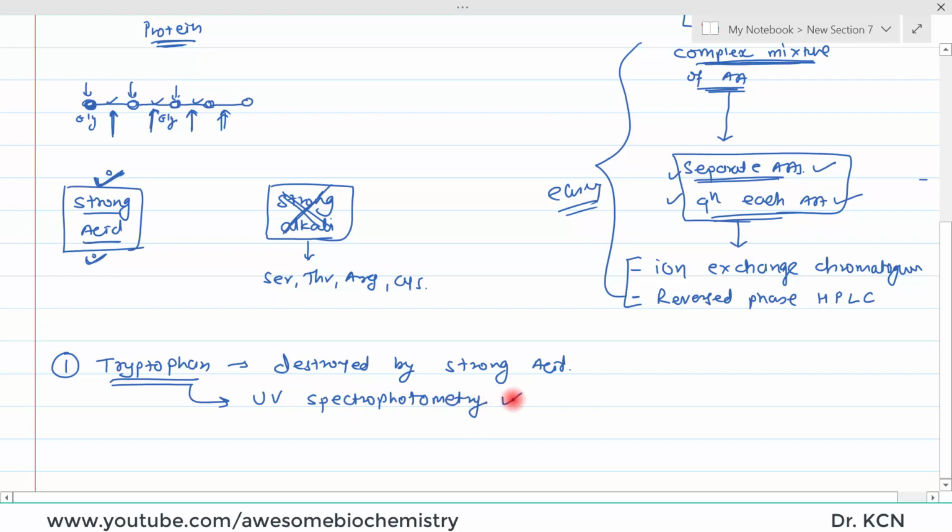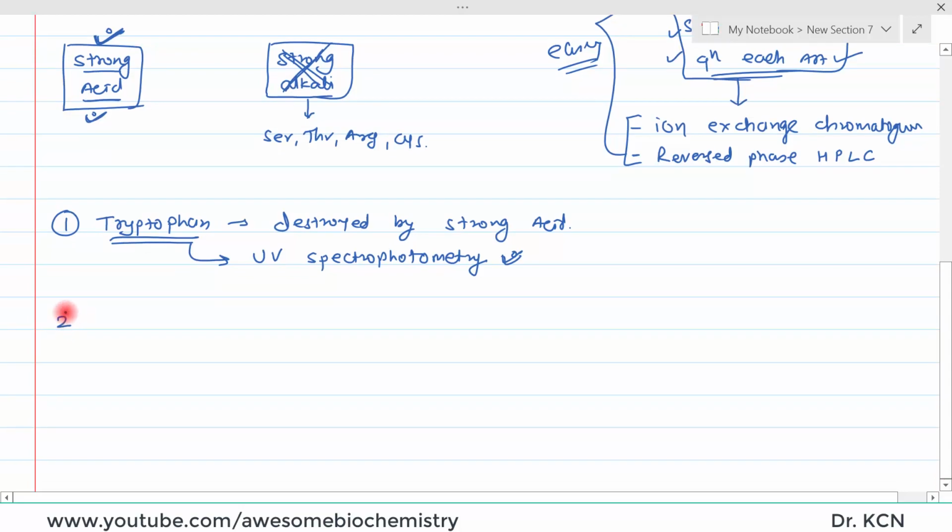So by using this technique we can easily estimate the quantity of tryptophan present in a particular protein. So this problem is solved. The second problem is hydroxyl group containing amino acids, that is, OH group containing amino acids. We know that OH group containing amino acids are serine and threonine.